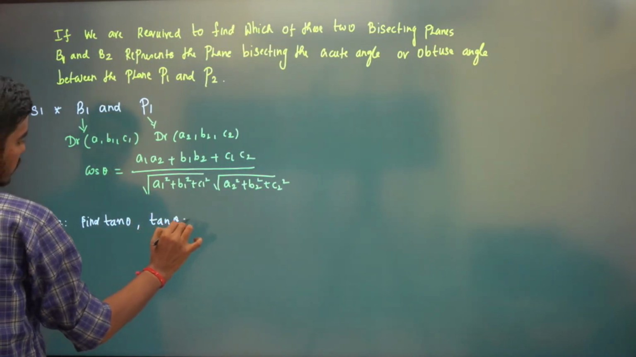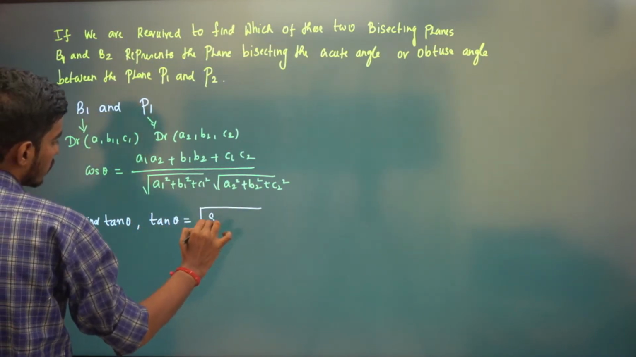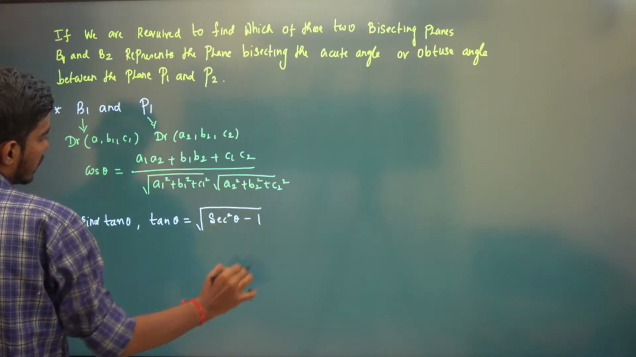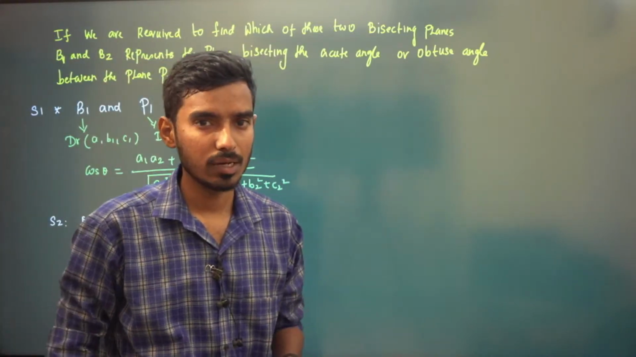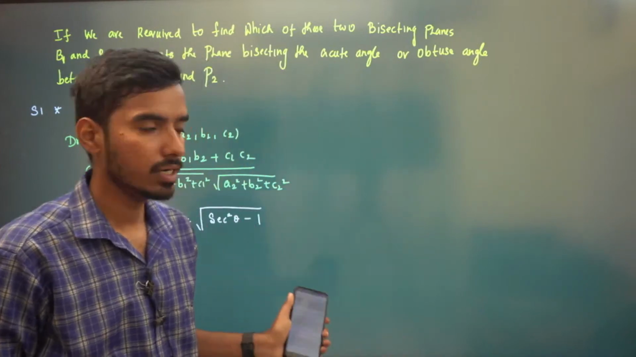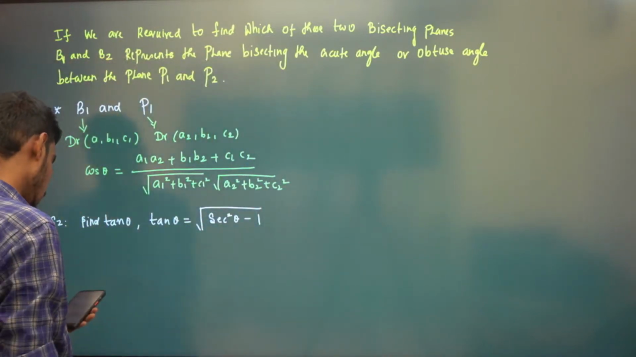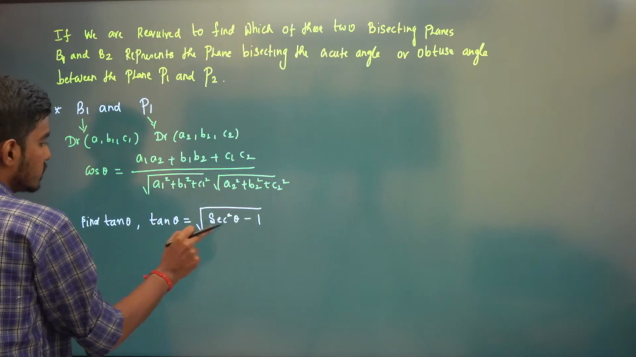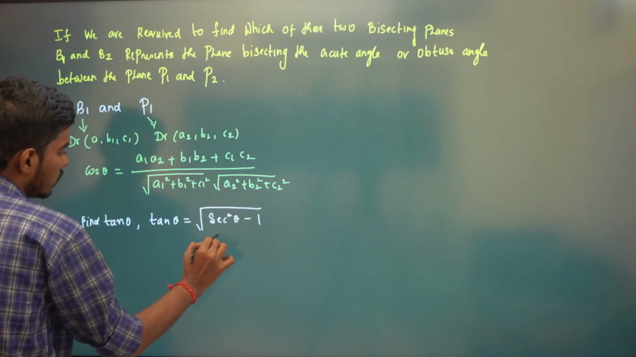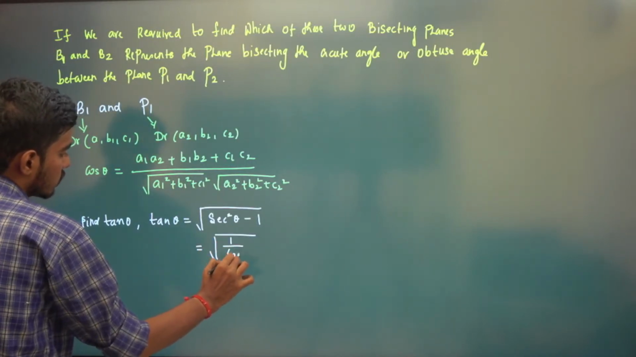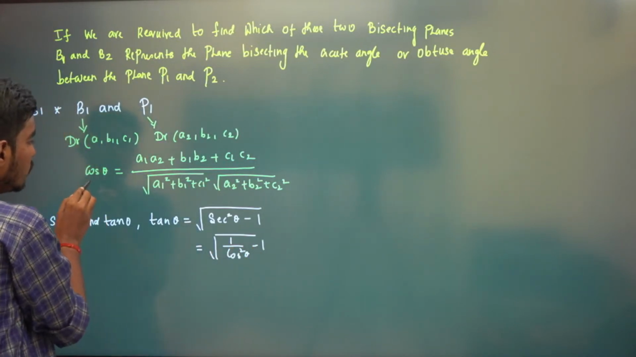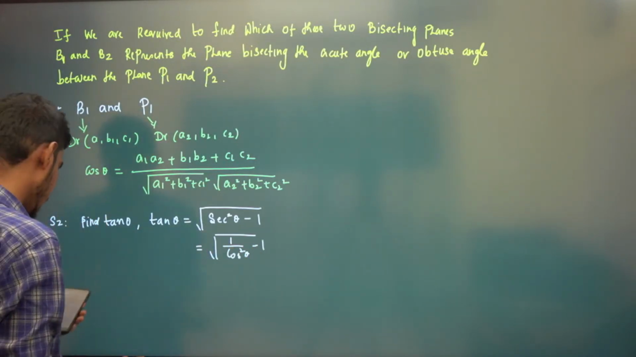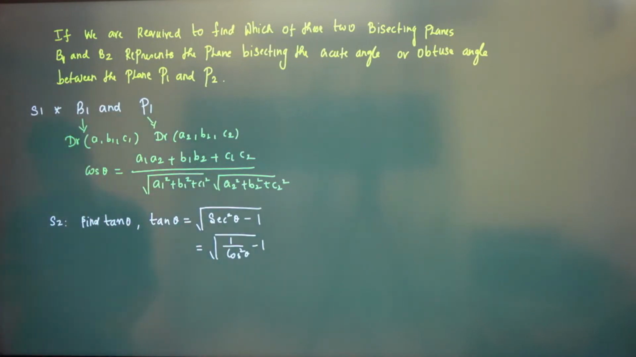So tan theta is equal to square root of secant square theta minus 1, right? Because we know secant square theta minus tan square theta is 1. So that means tan square theta is secant square theta minus 1. Tan theta is root of this. Now you already know the cos theta value, right? Substitute back here. This will be 1 divided by cos square theta minus 1. You already found the value of cos theta. Substitute back here, right?